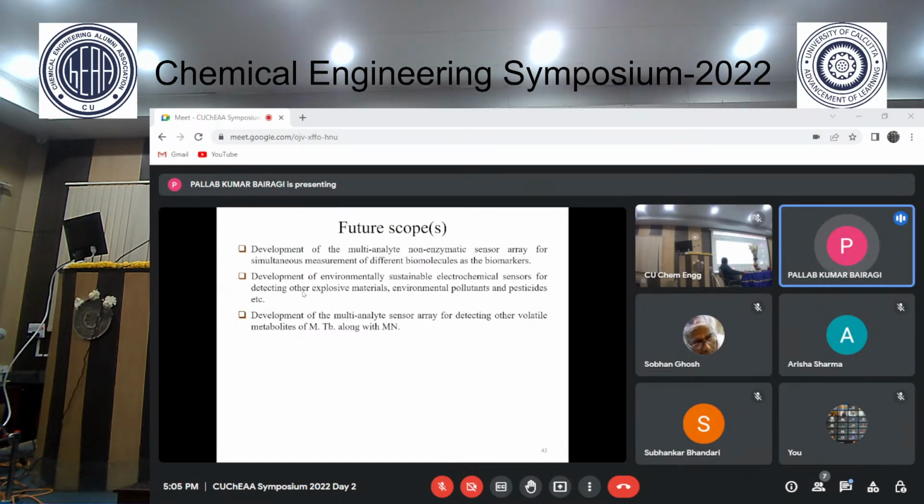Development of a multi-analyte sensor array for detecting different volatile metabolites of Mycobacterium tuberculosis. In fact, Mycobacterium tuberculosis, apart from methyl nicotinate, releases 3 more volatile metabolites in huge quantity. So detecting any of these 4 or all of these 4 can help to measure the presence of Mycobacterium tuberculosis bacteria in human body fluids without using the sputum or other biological fluids. This can also be applicable for invasive testing also.